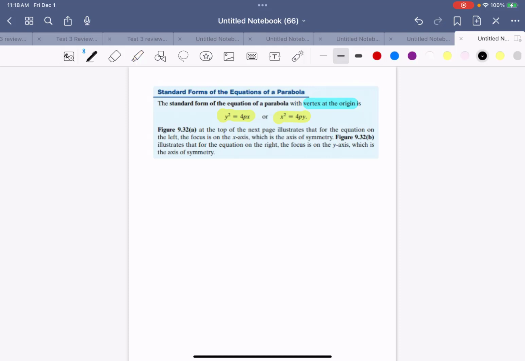Now when y is squared, you're going to have a non-function parabola. So it's going to be on its side that way or on its side that way. And of course, that's not a function because it fails the vertical line test. But it can still be a parabola. It'll have a focus, and it'll have a line over here called the directrix. And that distance here and here are going to be equal.